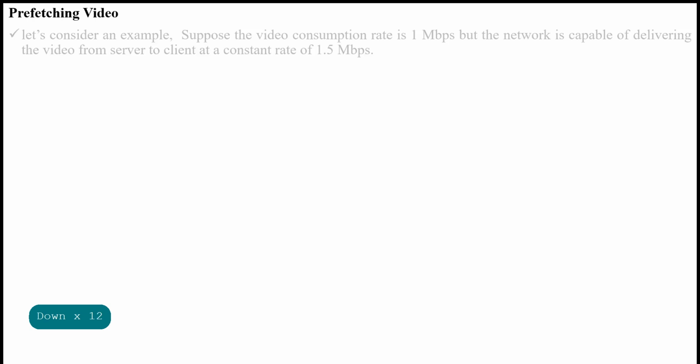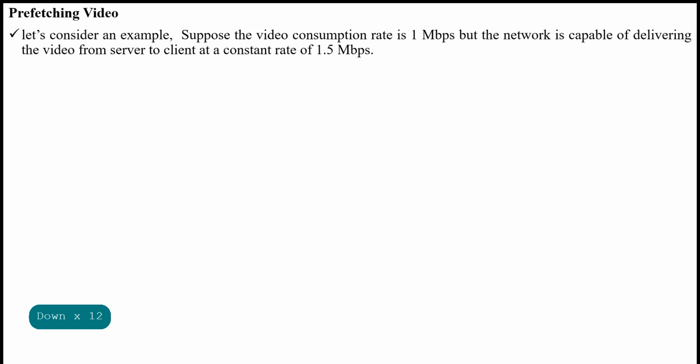Next, prefetching video. Now to understand this prefetching, let's consider an example. Suppose the video consumption rate is 1 Mbps, but the network is capable of delivering the video from the server to client at a constant rate of 1.5 Mbps. Consumption rate is 1 Mbps.